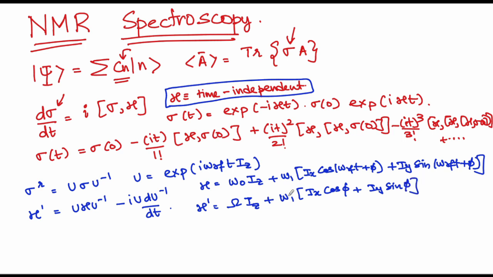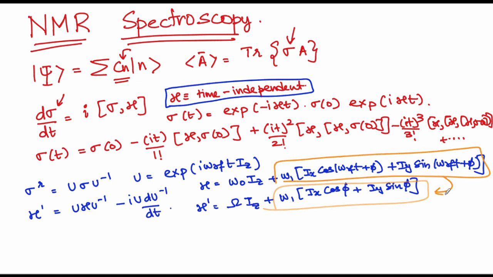And in the condition that the pulse that is applied has a strength that is constant as a function of time, that is omega 1 being time independent, and the phase is also constant as a function of the application of the pulse, where phi is also time independent, this entire term that was previously time dependent has become time independent.